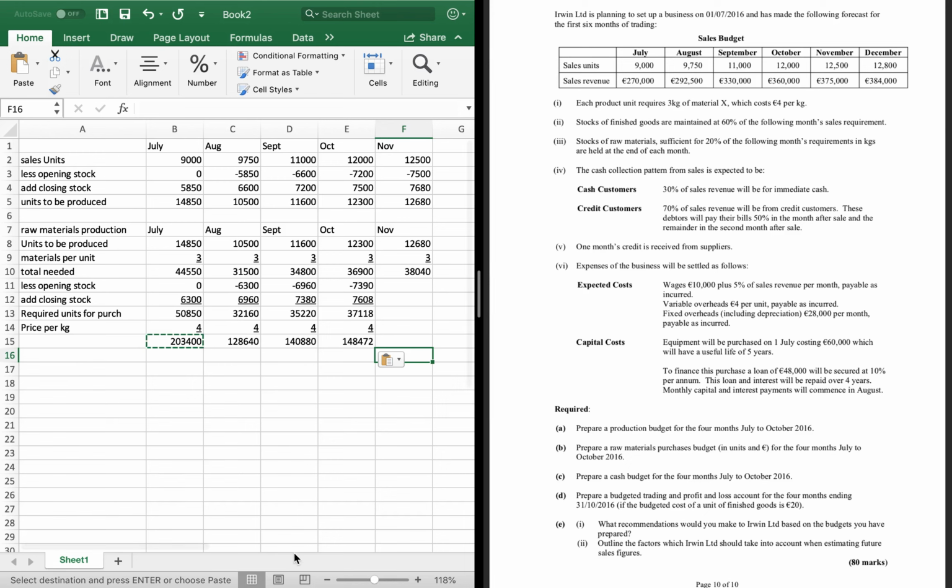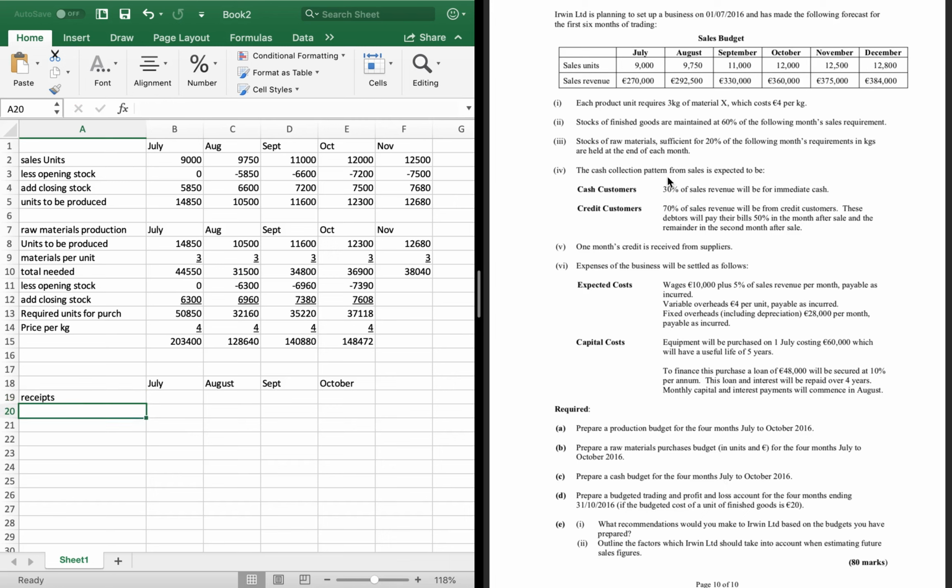The next part is to prepare a cash budget, and it's for 4 months, July to October again. So we'll go July, August, September and October. And we're asked to do our purchases, our cash budget. Now, our cash budget is done identically to our cash budgets from just the full cash budget. So you're looking at your cash position, so your receipts and your payments. So let's look at our receipts first.